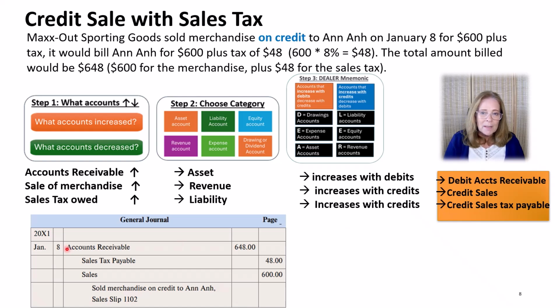To record the transaction in the general journal, we write the date into the date columns and then debit the accounts receivable account for $648, the amount we invoice the customer. On the next line, we slightly indent and credit the sales tax payable account for $48. And on the next line, we credit the sales account for $600.